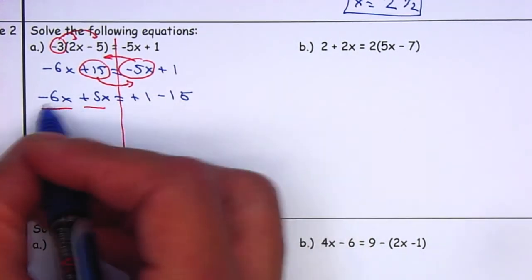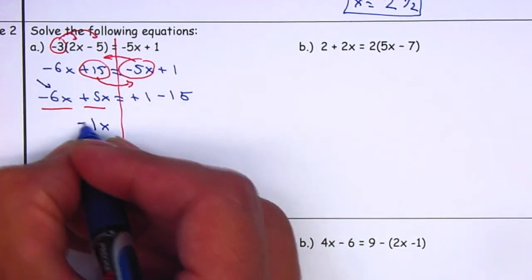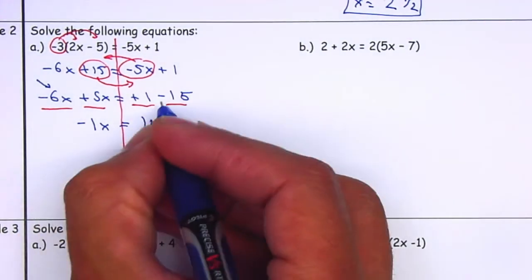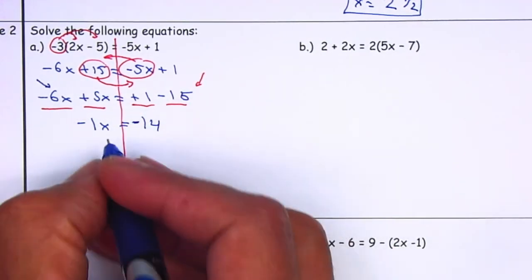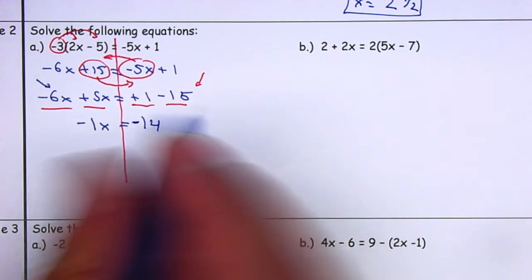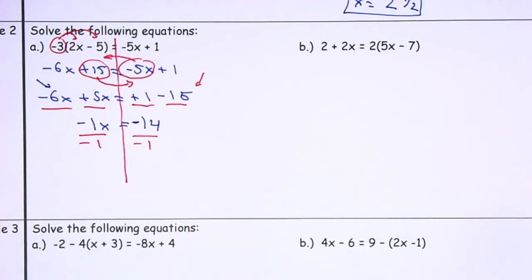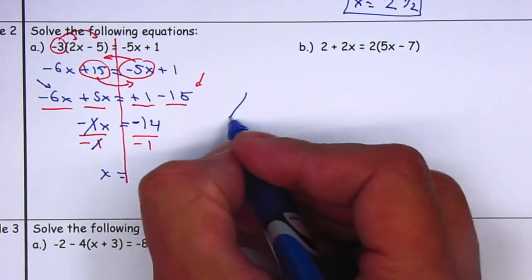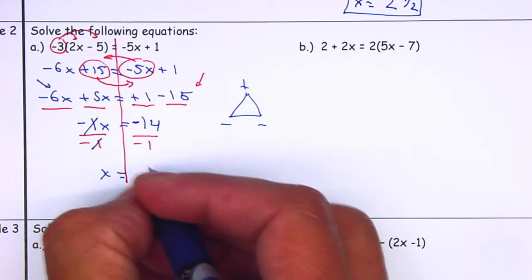Negative 6 plus 5, they have different signs, so we must subtract. Keep the sign of the bigger number, which is the 6. On the right-hand side, they have different signs. I'm going to subtract and keep the sign of the bigger number, which is the 15. Now I need to leave the x by itself, so I need to divide by negative 1. The negative 1's cancel. So we have x is equal to negative divided by negative. We are using our triangle on the last step. So negative divided by negative will give us a positive 14.